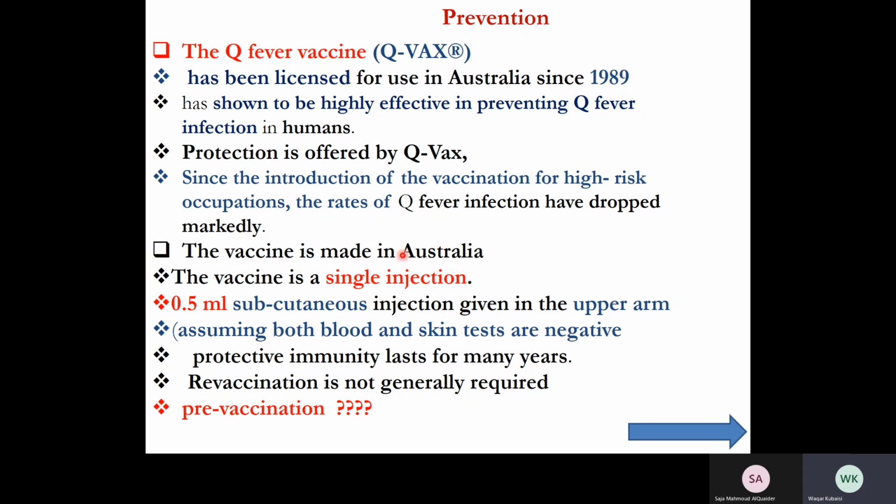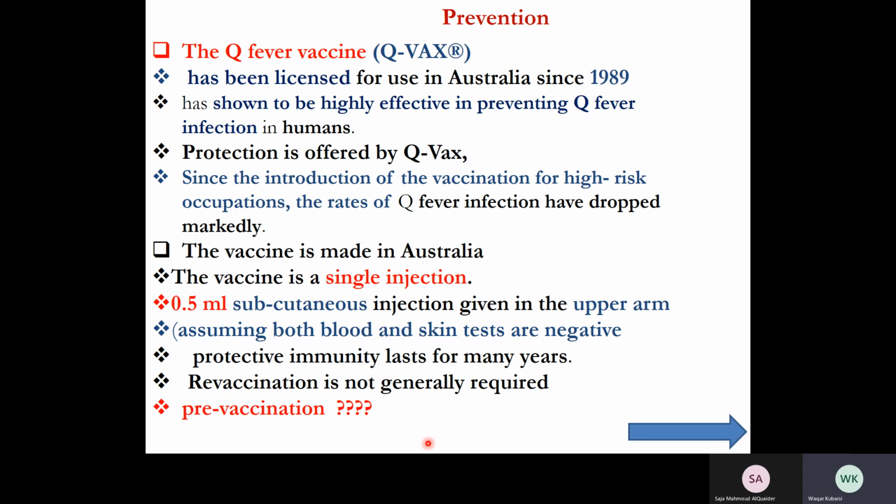The vaccine, as we mentioned, is made in Australia. It is given as a single subcutaneous injection, 0.5 ml in the upper arm, assuming that blood tests have been done before giving the vaccine, because it's very important. Assuming that the blood and skin test is negative. Otherwise, it could harm the patient. Protective immunity lasts for many years, maybe 5 to 10 years.